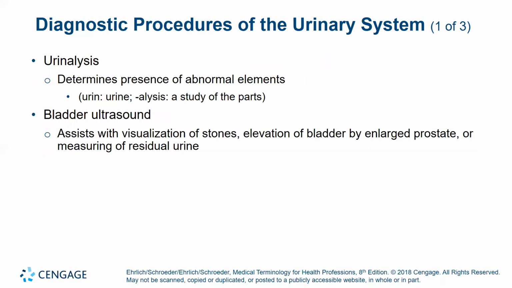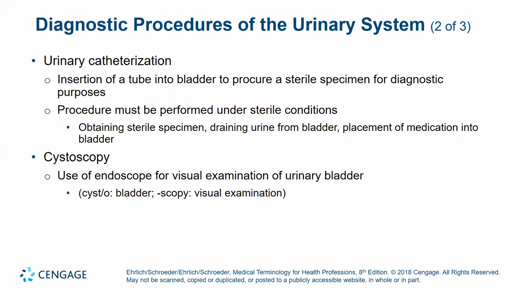Let's take a look at some diagnostic procedures. So urinalysis, this determines the presence of abnormal elements. We have a bladder ultrasound, also assists with visualization of stones, elevation of bladder by enlarged prostate, or measuring of residual urine. We have urinary catheterization. This is where they insert a tube into the bladder. Procedure must be performed under sterile conditions.